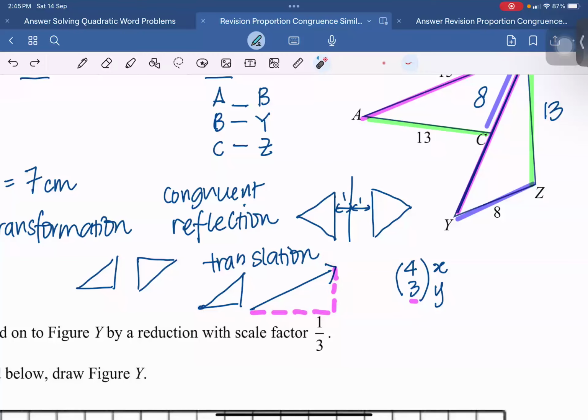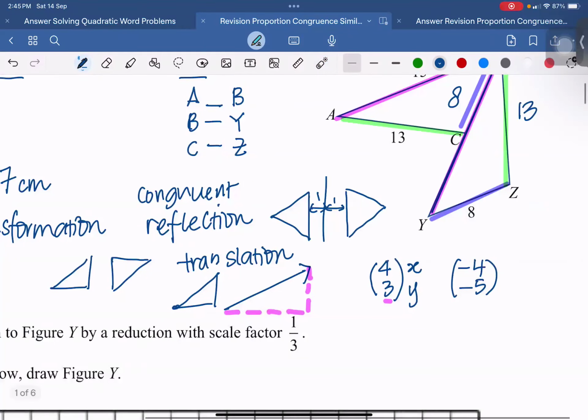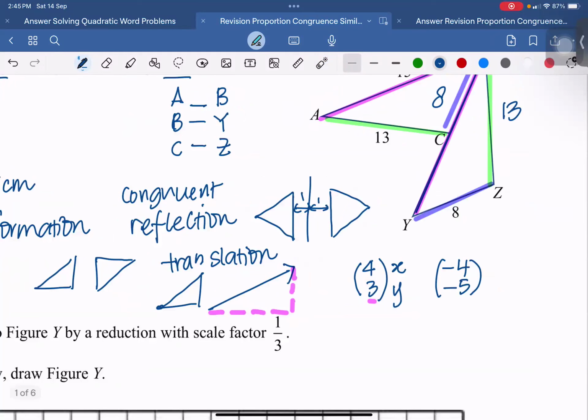Okay, if I were to have a translation that has (-4, -3), what does it mean? It means it's going -4, going 1, 2, 3, 4 on the left-hand side. And then you'll go down 1, 2, 3, down. So it will slide in a downwards direction.